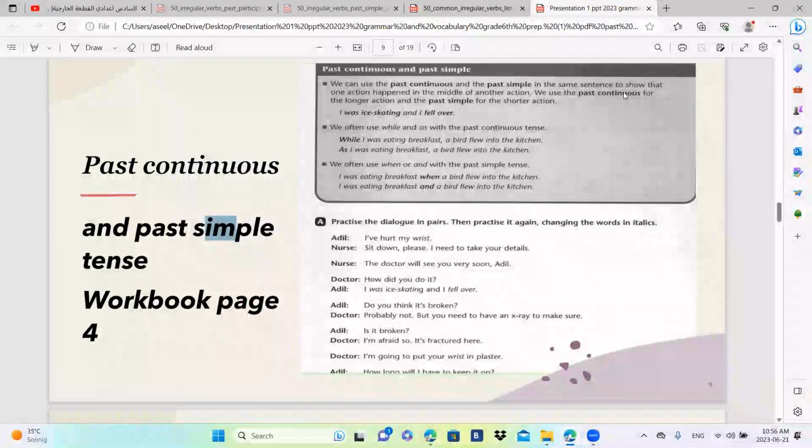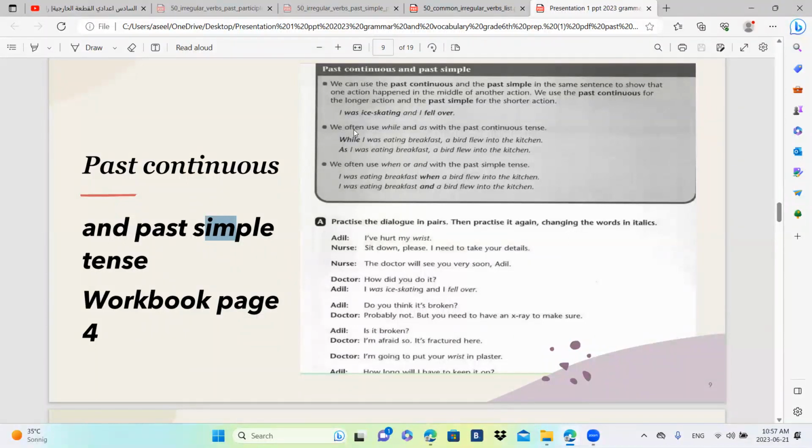We use the past continuous for the longer action, and the past simple for the shorter action. I was ice skating, and I fell over. This is short, a short event. And here ice skating is the long event. I fell over. While I was skating, I fell.